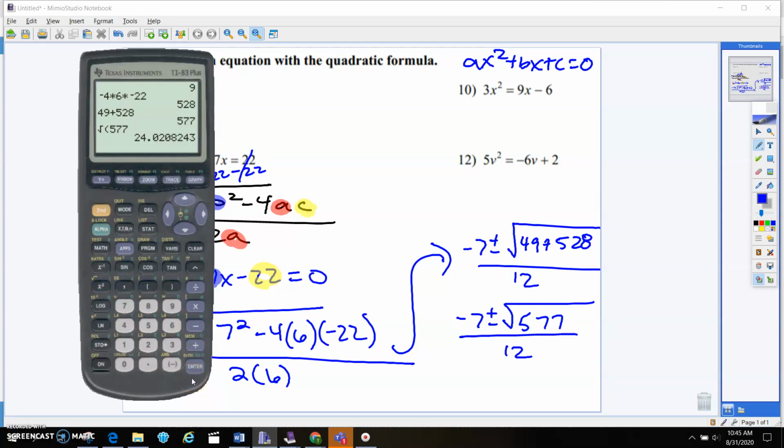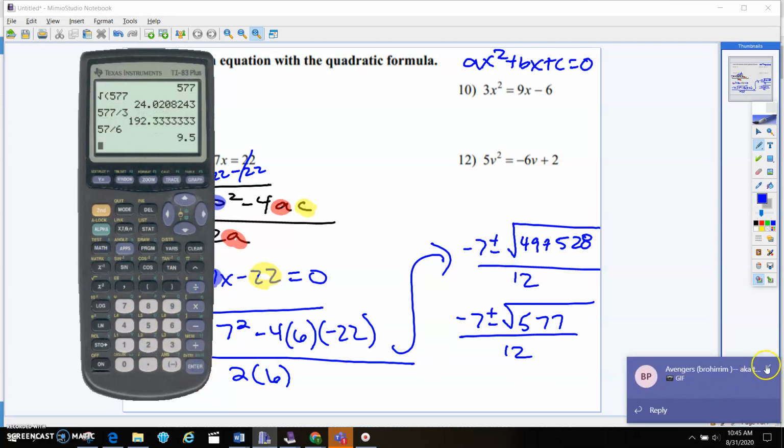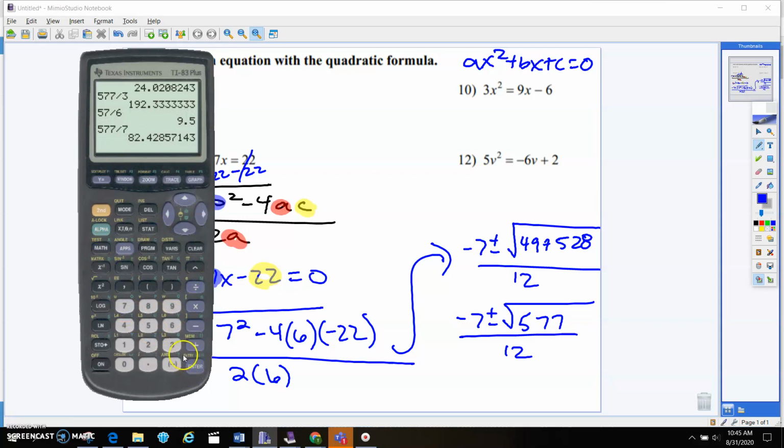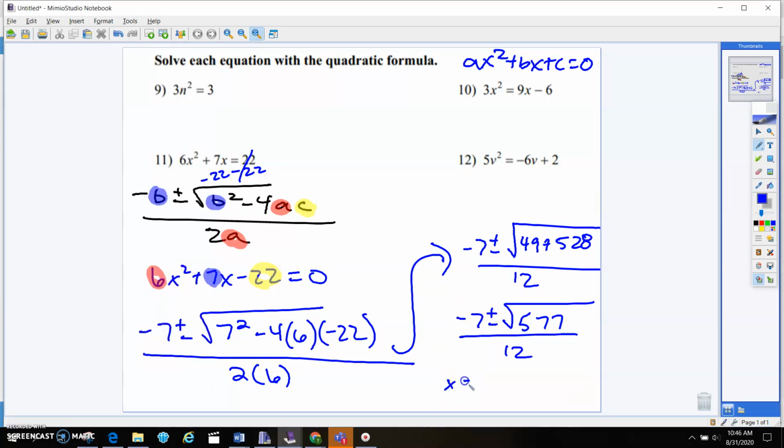You now have to simplify that or put it in its simplest form, which hopefully you revisited the whole simplifying radicals. But if you didn't, one second. There are no perfect squares that I can take out from this that's going to make this any simpler. So this is probably going to be your answer on this one. So it's going to be x equals -7 plus or minus the square root of 577 divided by 12. And then it's going to have that negative version.